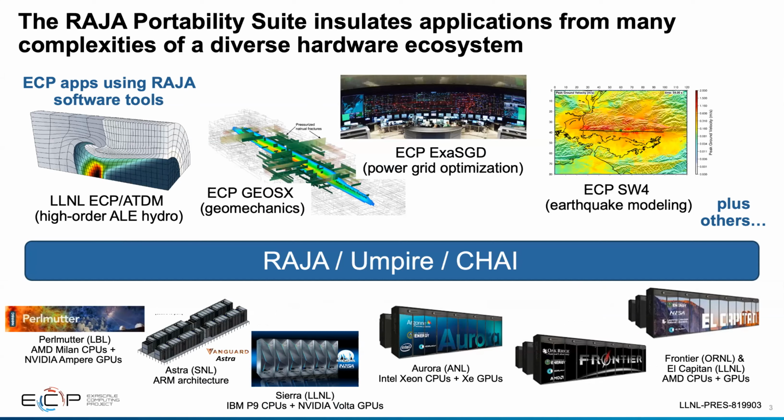So as examples, there's the Livermore ATDM application code. This is a high order Lagrangian hydrodynamics code. There's GEOSX, this is a geomechanics code. There's ExaSGD, or power grid optimization simulations. And then there's SW4, which is a code for simulating earthquakes. So these codes have run on different platforms, for example, Sierra, Astra, and a lot of them, and these codes are on track for the upcoming platforms such as Aurora and Frontier and El Capitan.